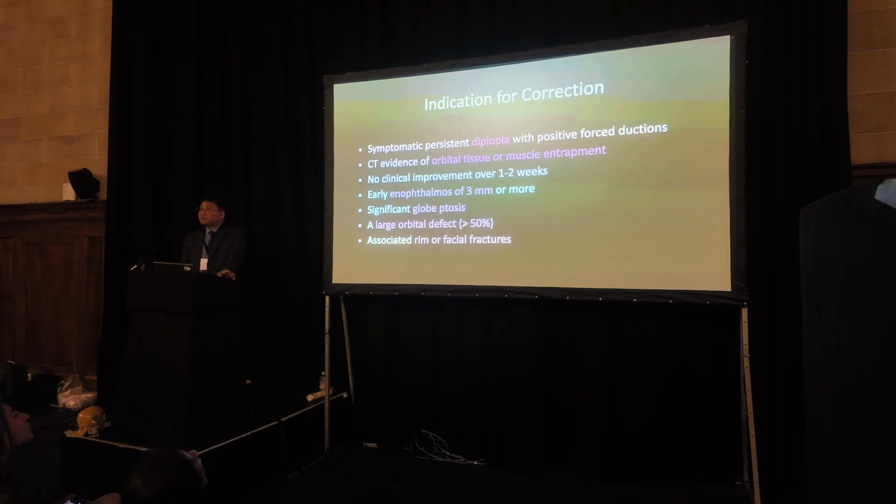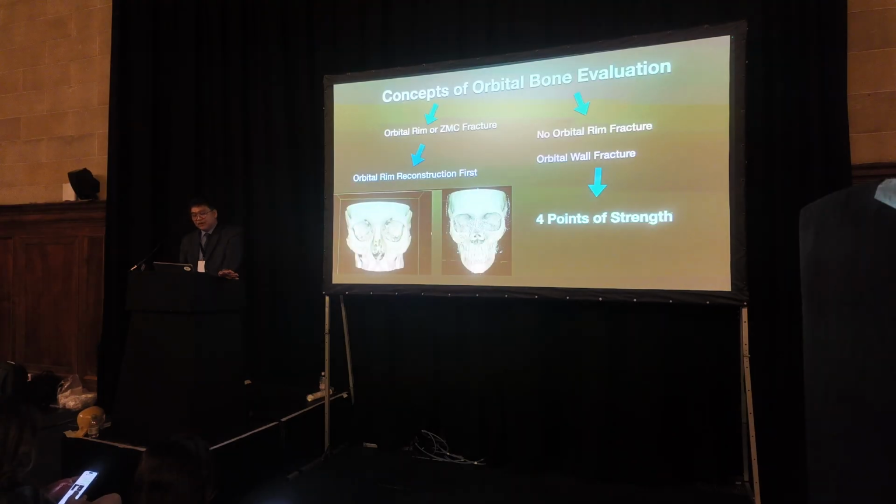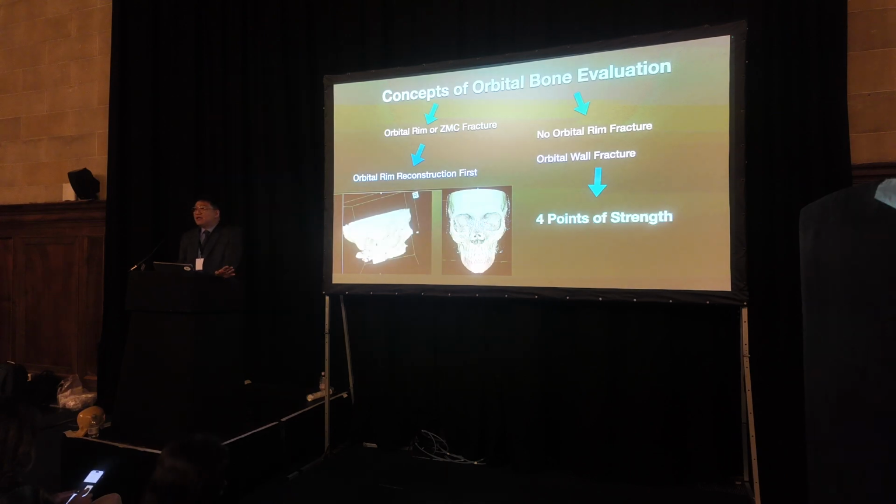For the conventional indications, we all know them: diplopia, orbital tissue entrapment, no improvement in 2 weeks, enophthalmos more than 2 or 3 millimeters, proptosis, a large defect more than 50%, or any rim fracture. But in my own concept nowadays, it makes everything easy and practical.